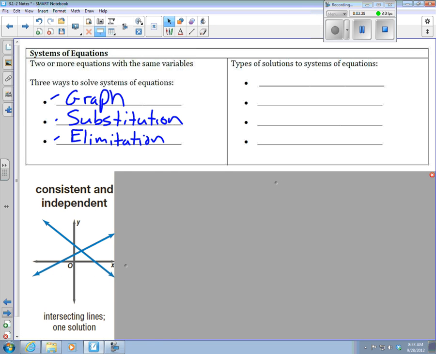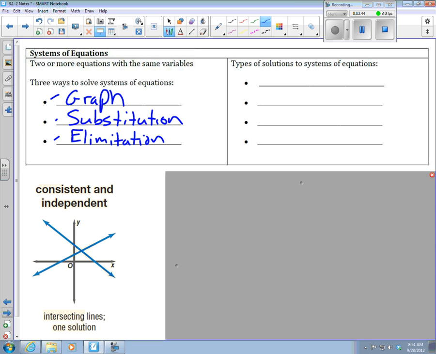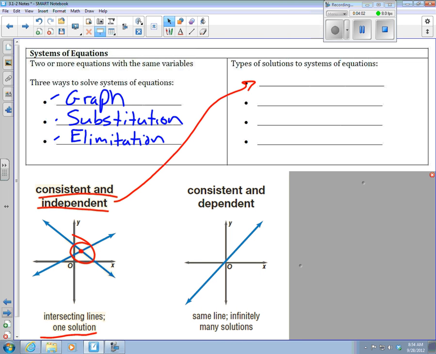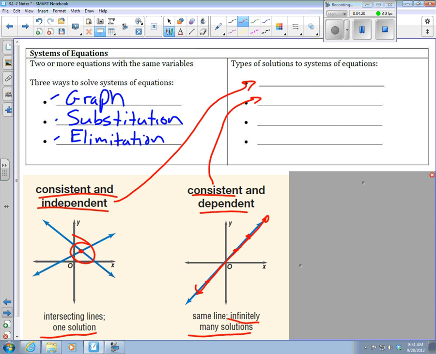Now, when you're graphing these, a couple different things can happen. Number one, you could have two different lines and they intersect at one point like this. That one point is your one solution. This is called consistent independent. You might have this also, consistent dependent. It's basically the two lines are the exact same line, a line and then another line on top of it. Where do they intersect? They intersect in infinitely many points, so they have infinitely many solutions. That would be the second type of solution.